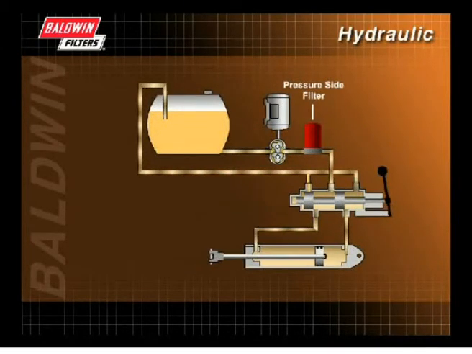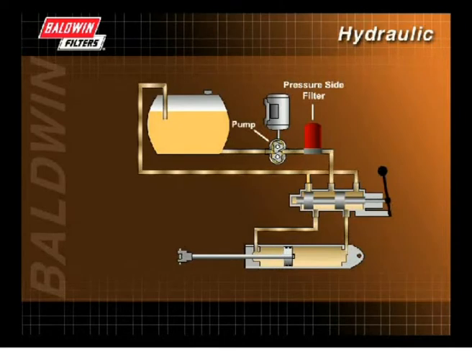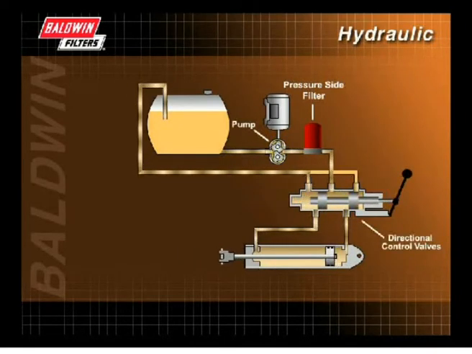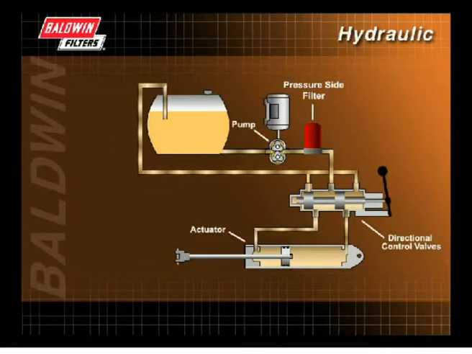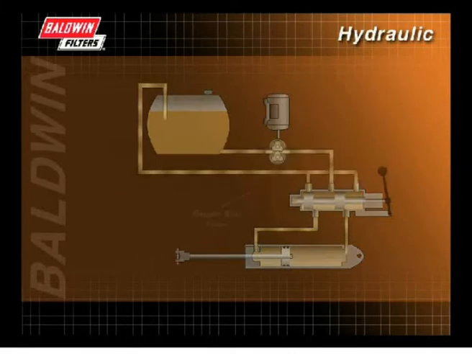Pressure side filters are located downstream from the hydraulic pump. Pressure side filters clean the fluid as it exits the pump, protecting the more expensive, sensitive components such as valves and actuators from contaminants generated from the pump. Pressure side filters are designed to handle the system pressure. They are also sized for the specific flow rate in the pressure line.